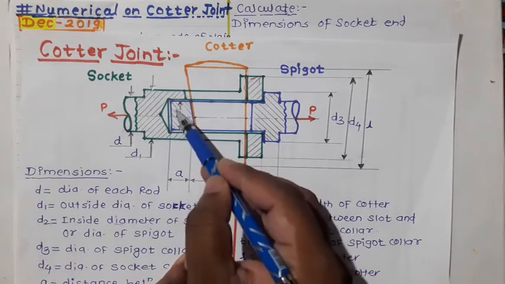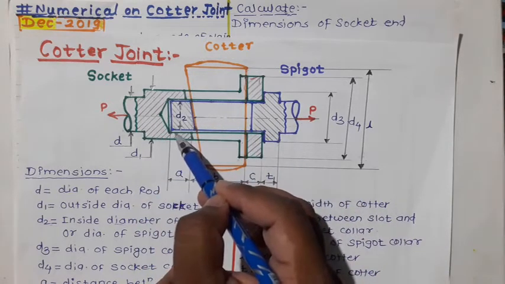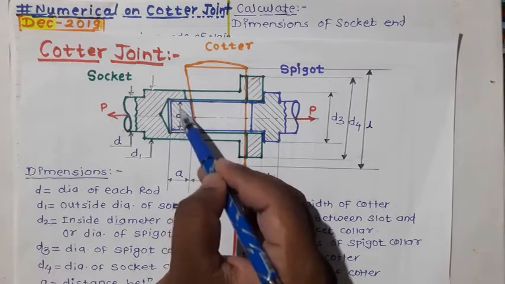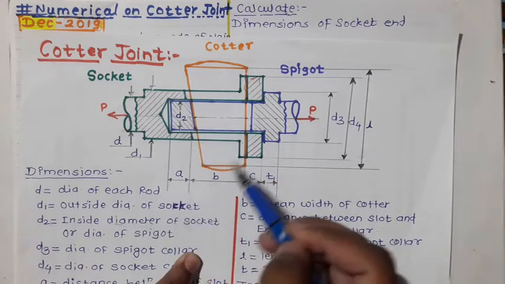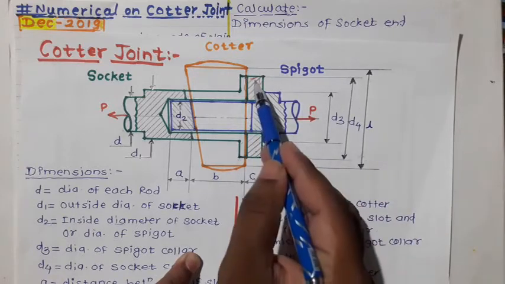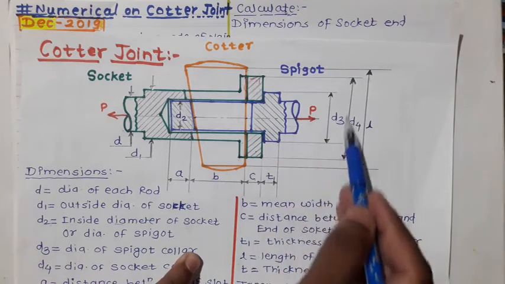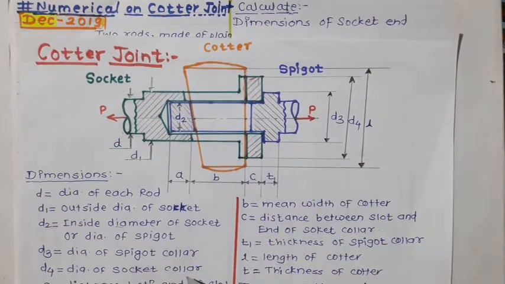Okay, so as we know, from one side this socket is a hollow part; it has a hollow section. So this D2 is the inside diameter of this socket. Okay, next is D4. As this socket has a collar at one end, the outer diameter of this socket is D4. Here it is written as diameter of socket collar.